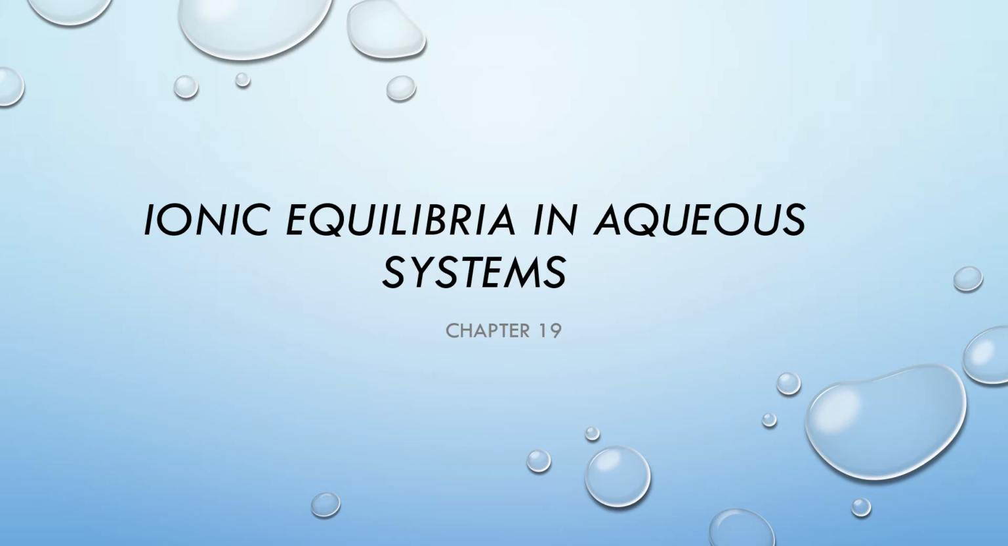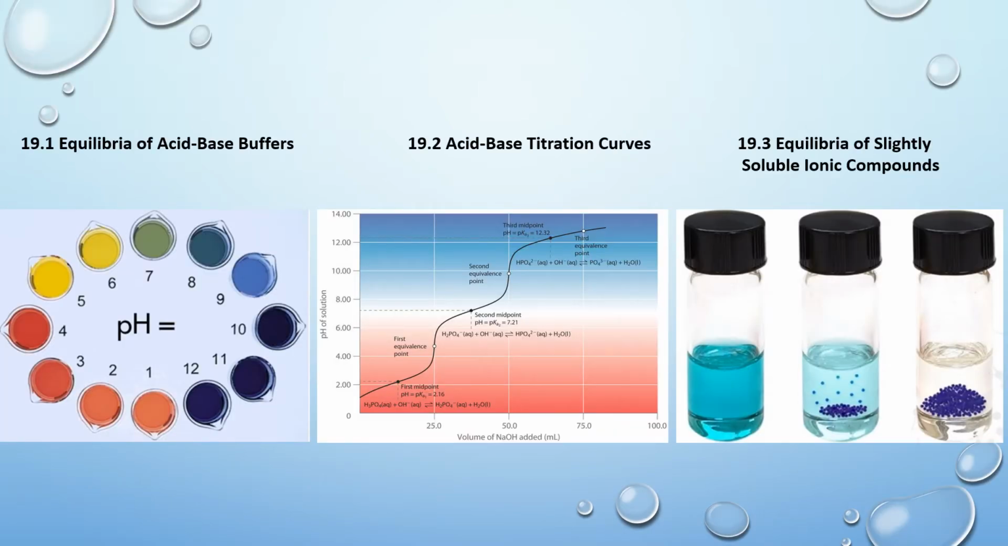In the previous chapters, we talked about chemical equilibrium and also looked specifically at acid-base equilibrium. In chapter 19, we're going to look at ionic equilibrium in aqueous systems. There are 4 topics in this chapter. We're going to go over the first 3.